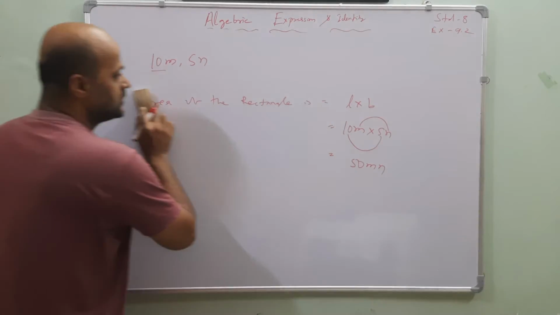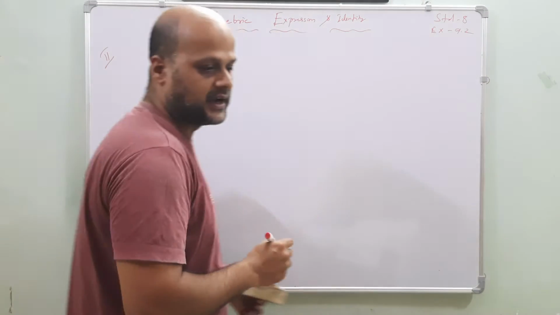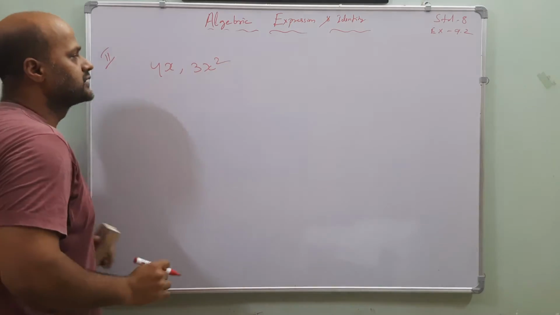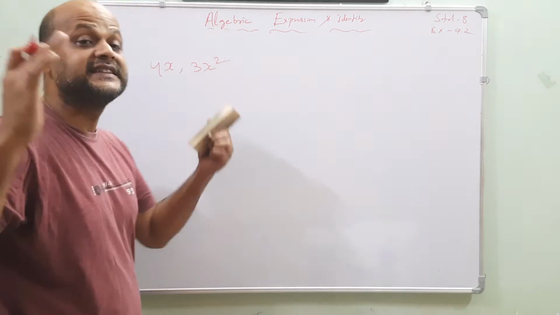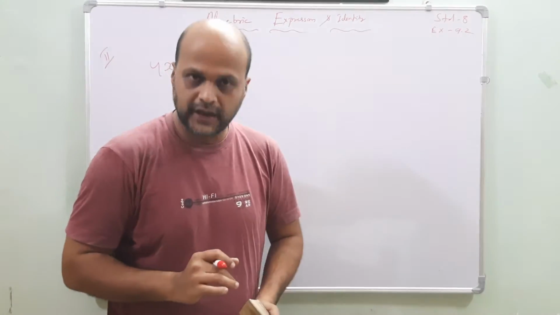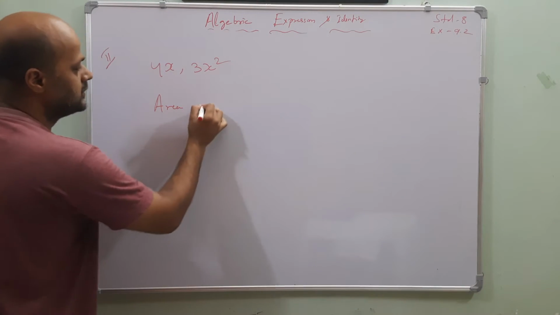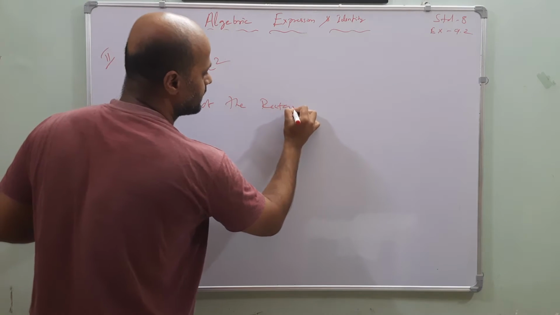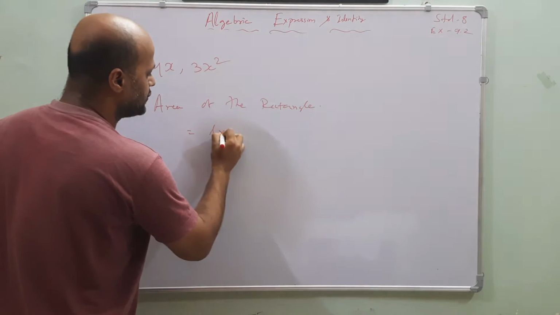Let's go to the third one. What is the third one saying? The third one is saying 4x and 3x square. If the two sides of the rectangle are 4x and 3x square, then what is the area of the rectangle? Always remember the formula of the area of the rectangle. Again I am writing. Who will tell me? Yes, very good answer. It is length into breadth.